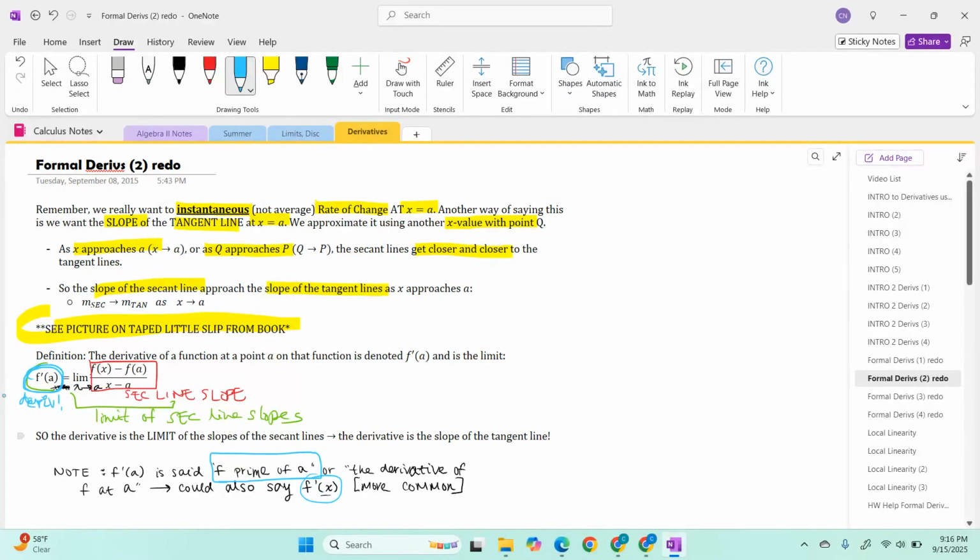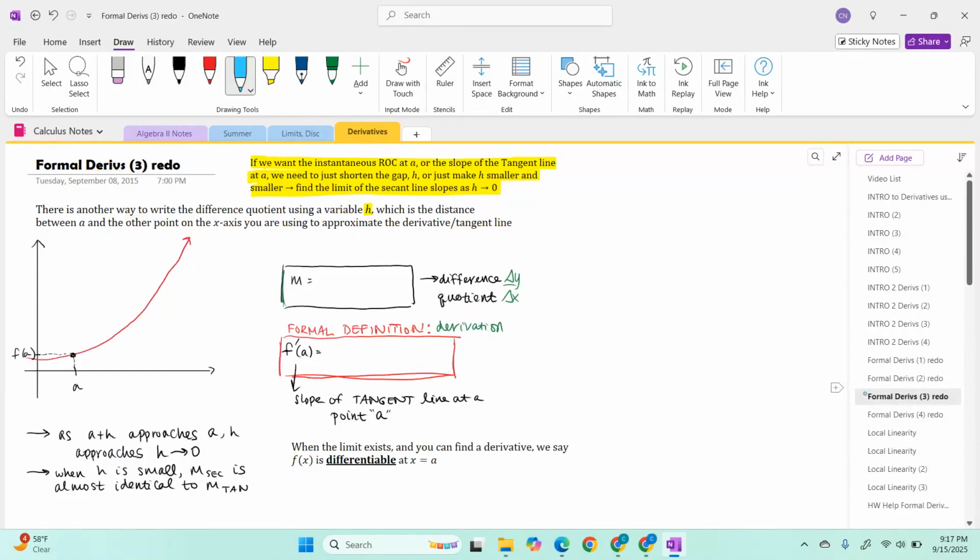So what this means is the derivative is equal to the limit of the slopes of the secant lines. That's what's actually happening here. So your secant lines get closer and closer and closer to your tangent line. That limit, whatever the secant line slopes approach, that's your tangent line slope. All right, cool. So make sure that is all written down, and let's take a look at one more graph.